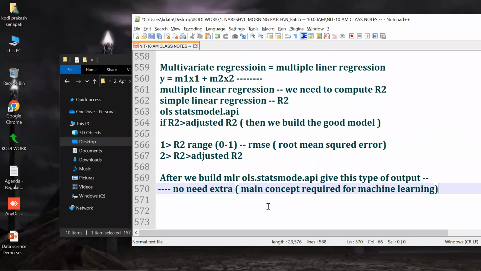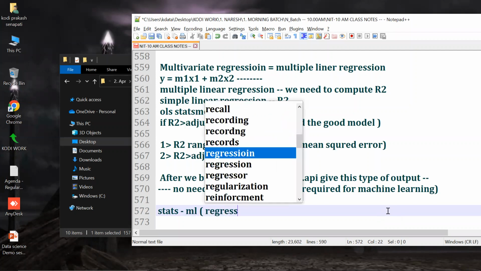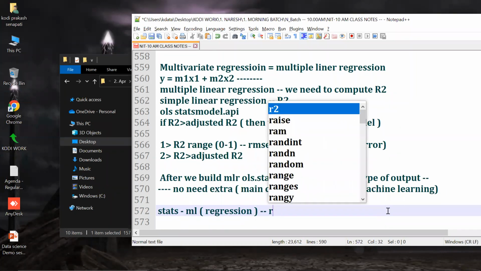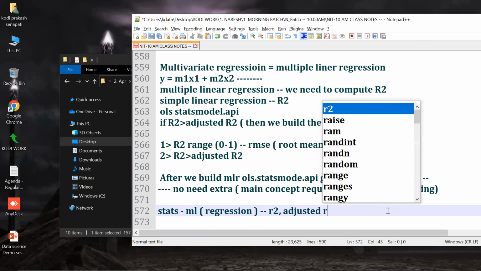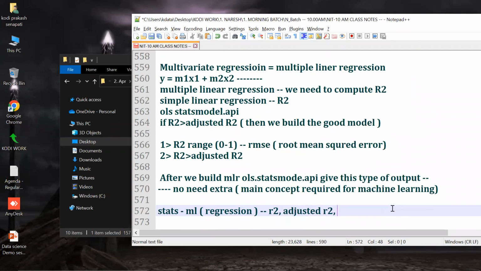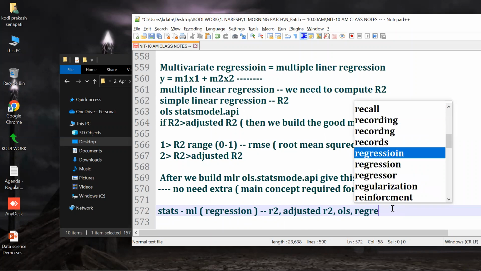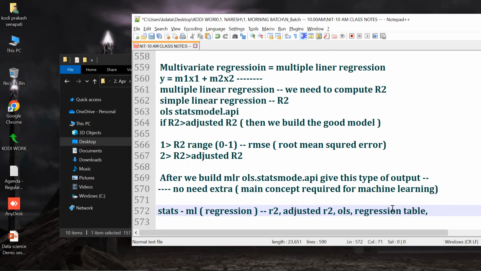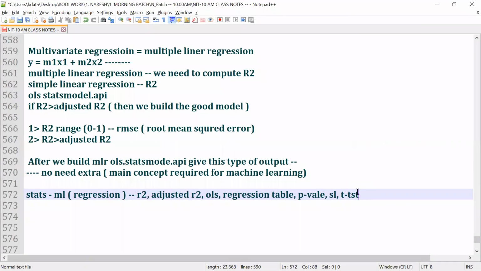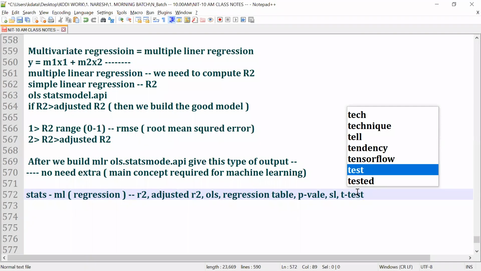Okay. So how to connect from stats to machine learning, stats to ML? ML has regression, right? When it comes to regression, we need to introduce R square, adjusted R square, and what else? OLS, regression table, p-value, significance, and the t-test. Guys, do you understand or not? All these things are attached to the regression concepts, and we have completed all those concepts right now. Clear?